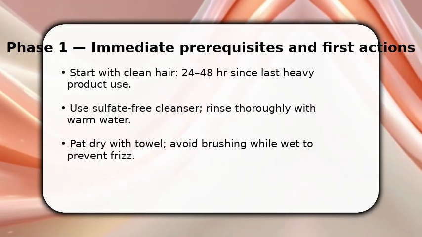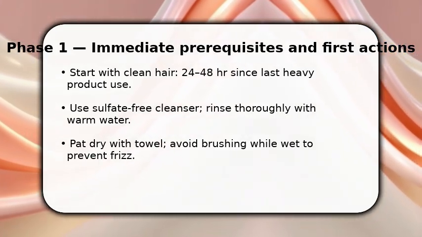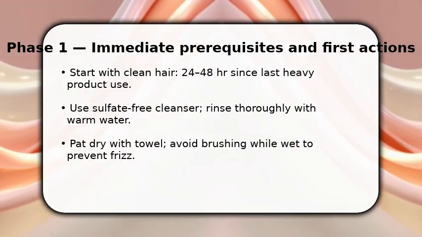Now separate a 1/2-inch section near the crown and let it fall naturally. This first section will show your base direction and whether strands lie flat, bend, or coil.